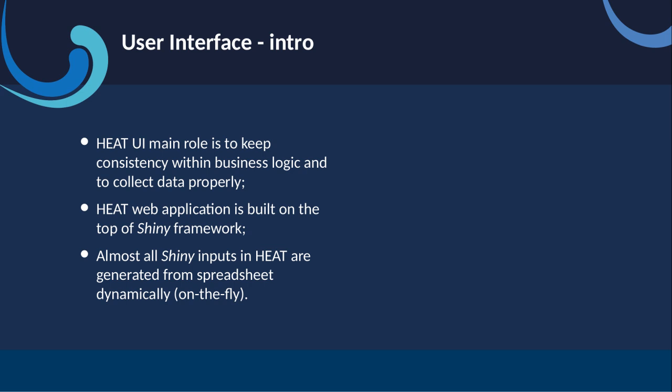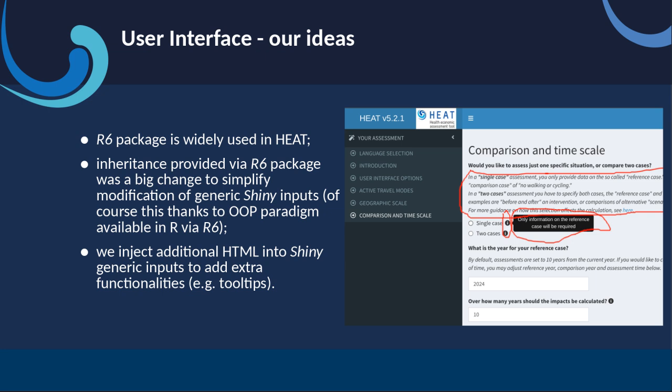From our perspective, the most important role for the UI is to keep consistency within business logic and to collect data properly. Trustworthy and reliable results are the most important goals. We decided to use the R Shiny framework to build our web application. Almost all Shiny inputs in the tool are generated dynamically from a spreadsheet. Of course, we use our own dedicated parser and code responsible for caching to significantly reduce the time needed for each start of the web application.